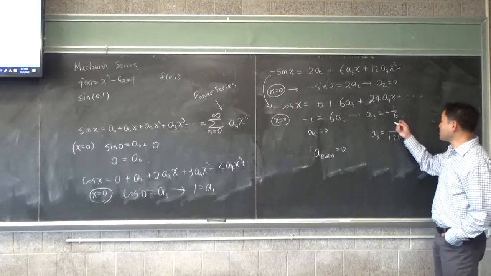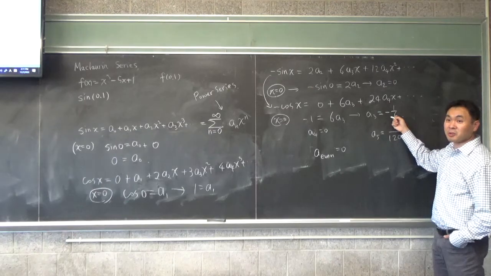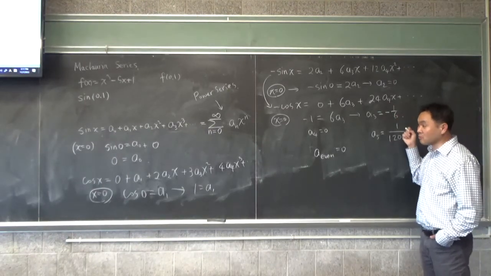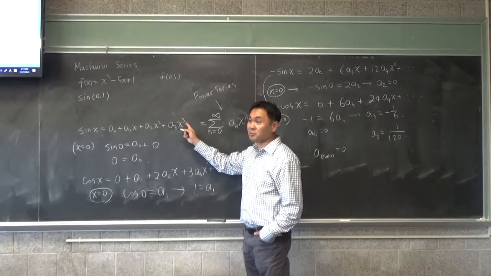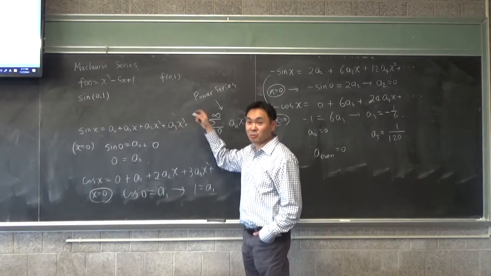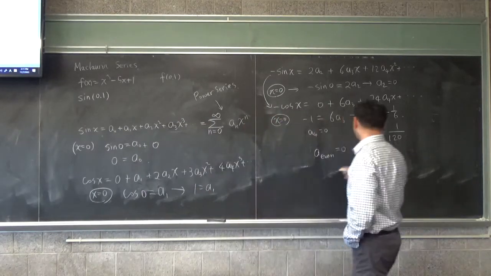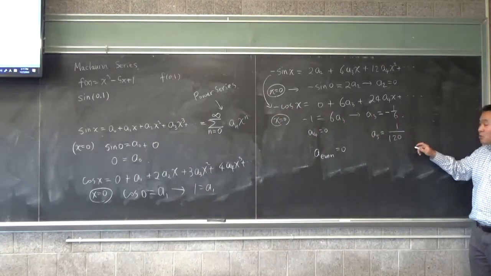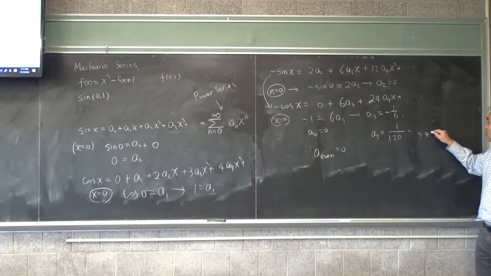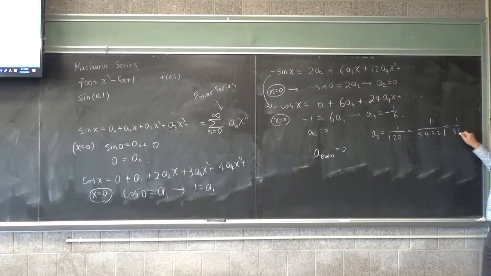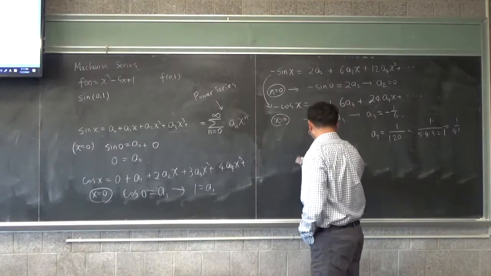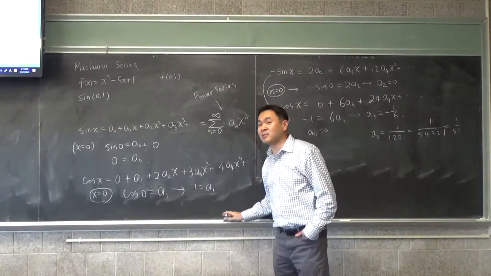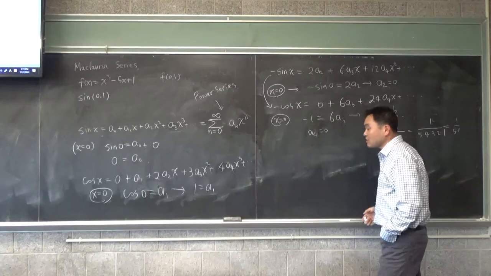Well, realize that 6 appeared because of 3 and 2. Where did 3 and 2 come from? It's from differentiating x cubed, right? Every time you differentiate, it comes down as 3 times 2 times 1. 3 times 2 times 1 is 6. So this one also is really 5 times 4 times 3 times 2 times 1. So it's really 1 over 5 factorial. So instead of writing down the explicit numbers, if you just write it in terms of factorials, you'll see that there's a pattern.